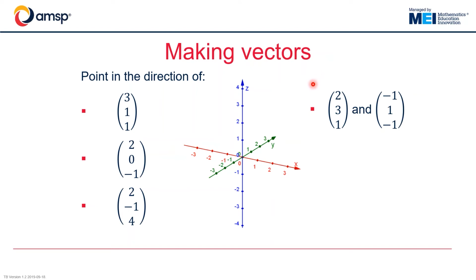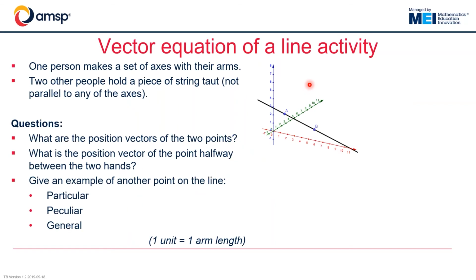That's a great activity, gets students moving around, and it really gives them a physical way of thinking about 3D vectors. Where this then moves on to is trying to lead them into thinking about the vector equation of a line. So in this, you will need 3 volunteers in your classroom.